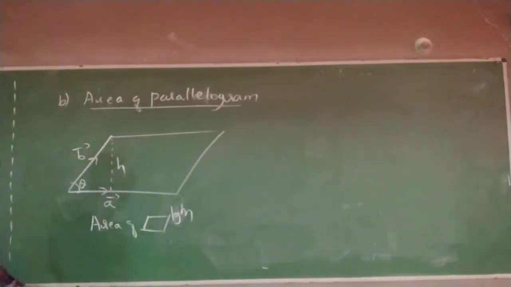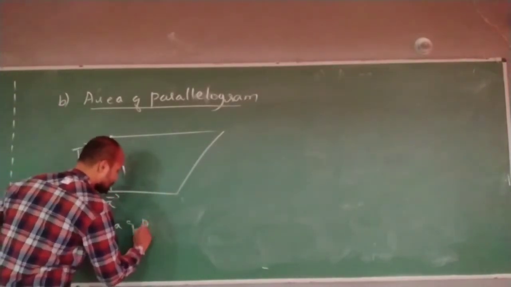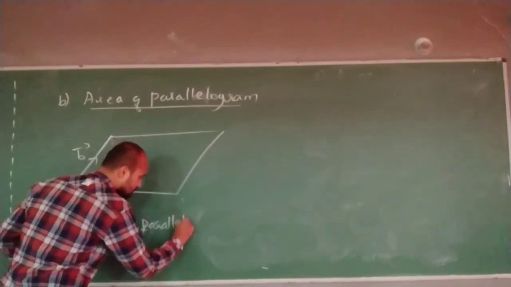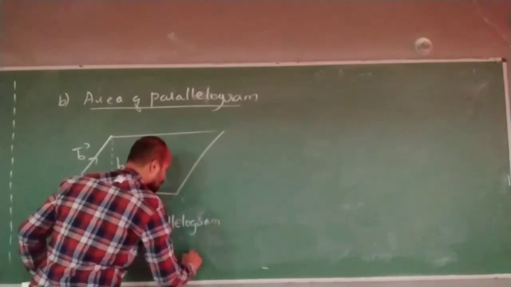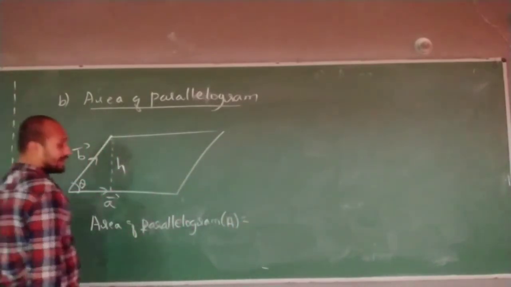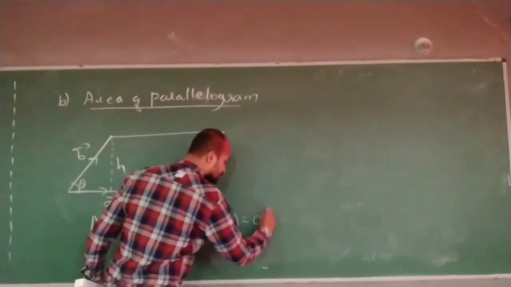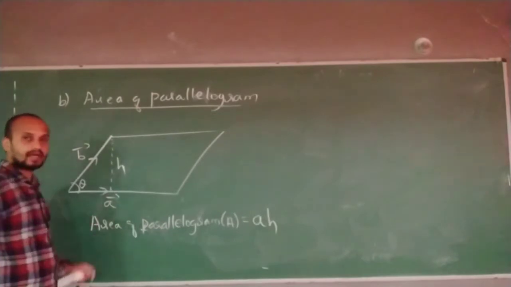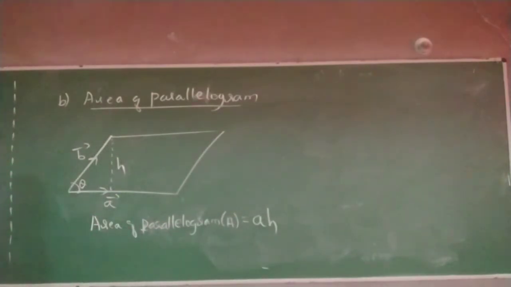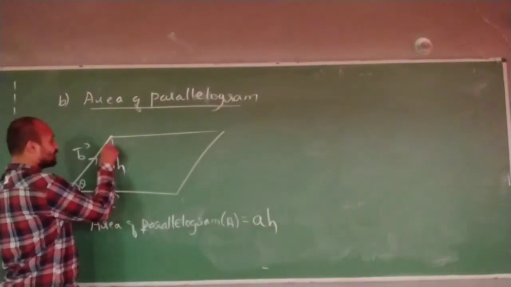The area of the parallelogram is given by A into H. Correct now? This is the area of the parallelogram. How much? A into H. What is A? Base into height of the parallelogram.